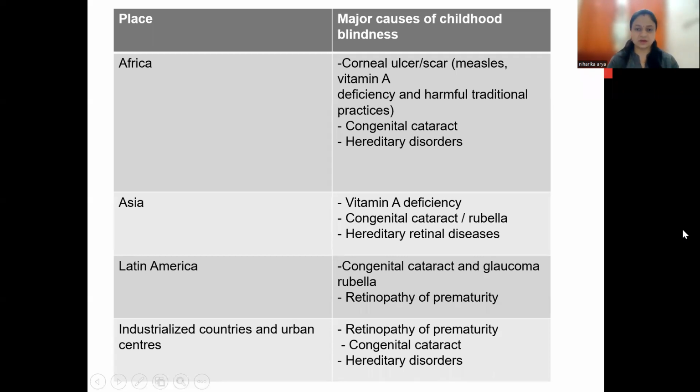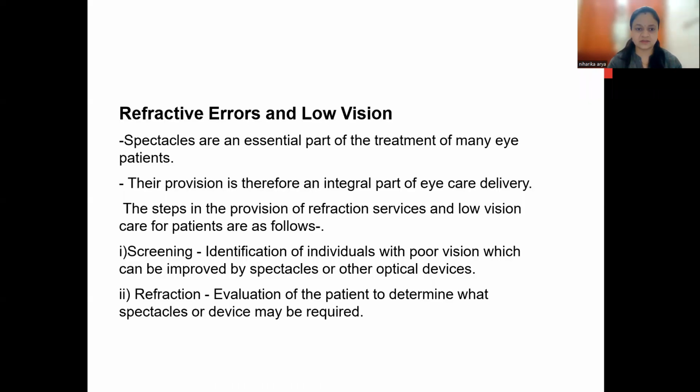So these are the major causes of childhood blindness in different places in the world, like Africa, Asia, Latin America, and industrialized countries and urban centers. Now come the refractive errors and low vision.